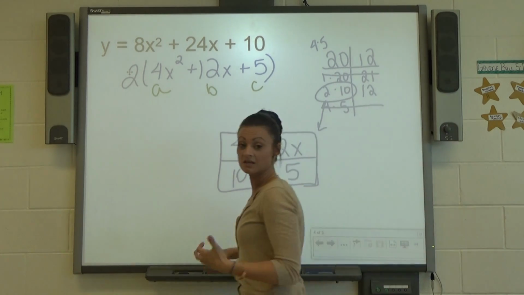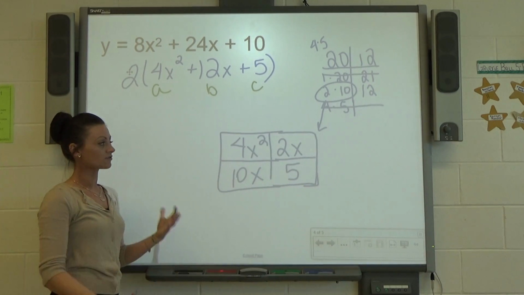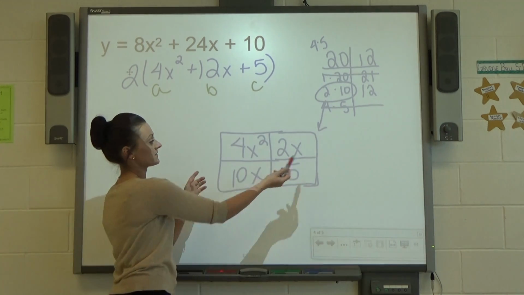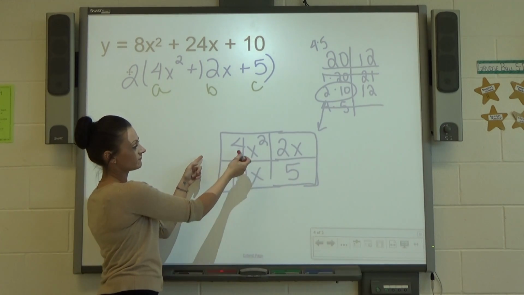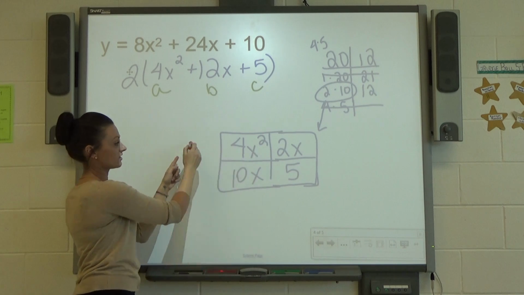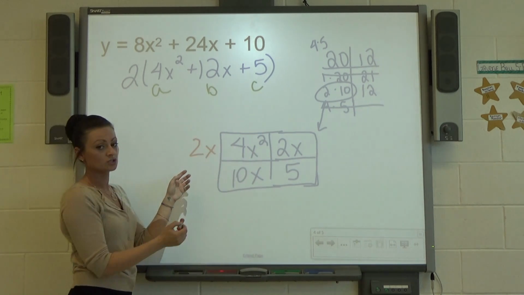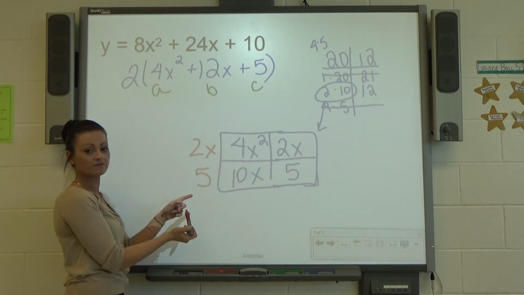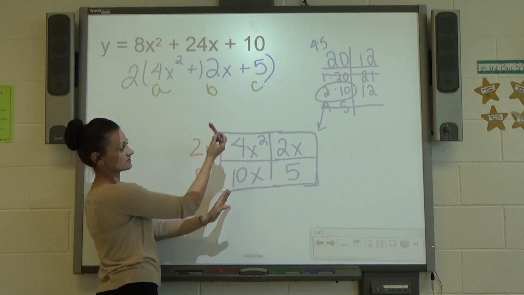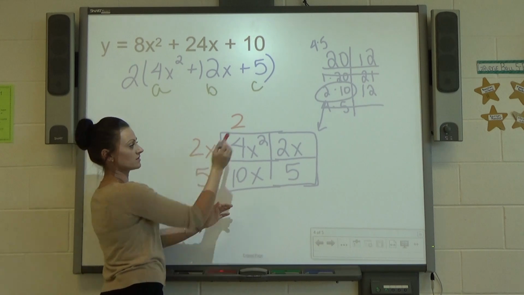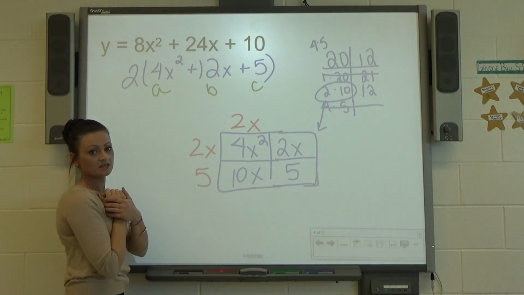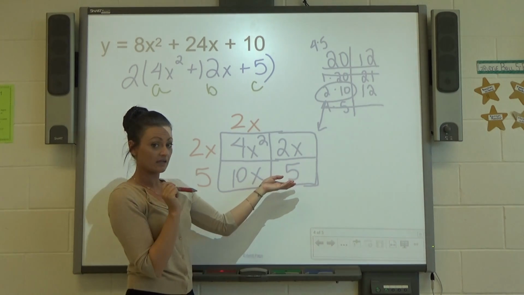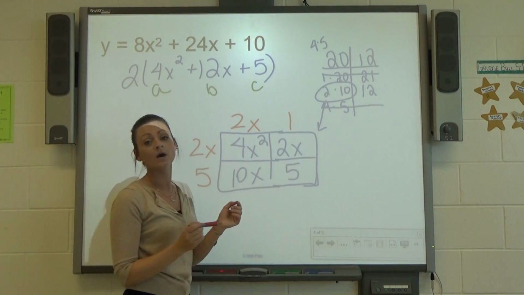Now to get from the inside out, I'm looking for a greatest common factor, every row and every column. Across the top here, 4x squared and 2x, I can take out 2x. 10x and 5, can pull out a 5 there. Straight down this way, the numbers both have a 2 in common. I can pull x out of each of them. 2x and 5, they don't have anything in common at all, so I'm just going to put a 1.